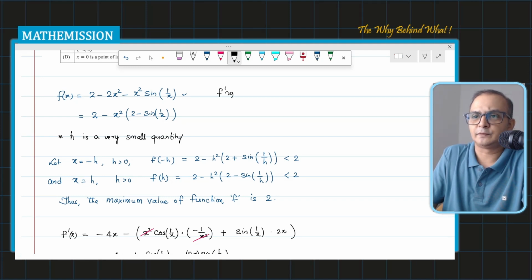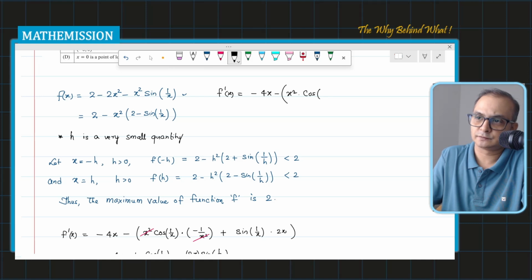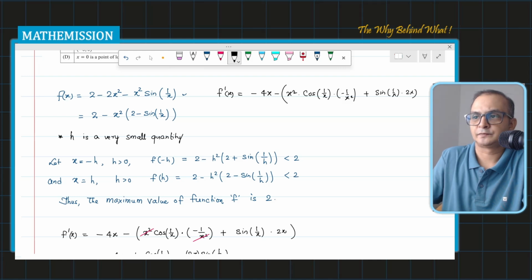So f dash x will be what? 0 and minus 4x, and here we have to apply the product rule. So x squared I'm keeping, and I'm differentiating sine 1 over x, that is cos of 1 by x into negative of 1 by x squared by the chain rule, and plus sine 1 by x into 2x.